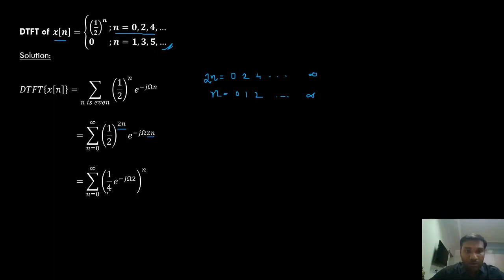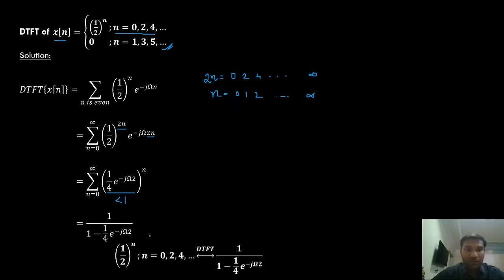Now this value is less than 1. We have been seeing this in the last 3 problems. Now what happens when this is less than 1? Summation n equals 0 to infinity r power n, with r less than 1, becomes 1 by 1 minus r. So that is 1 by 1 minus 1/4 e power minus j omega 2. So this is my DTFT for the given x of n.